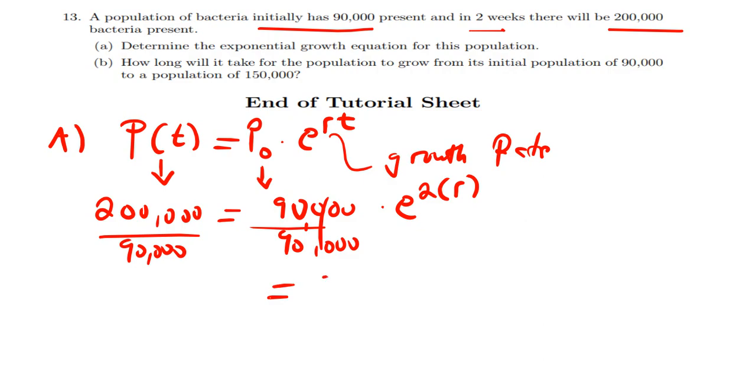So we have e to the power 2r. Now I can cancel the zeros. These three zeros will go, 1 0 and 1 0. I've got 20 over 9. This is 20 over 9.